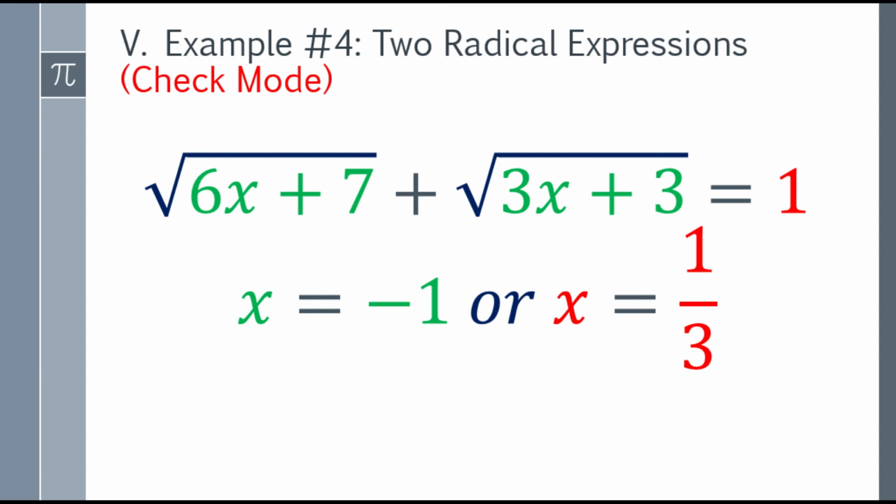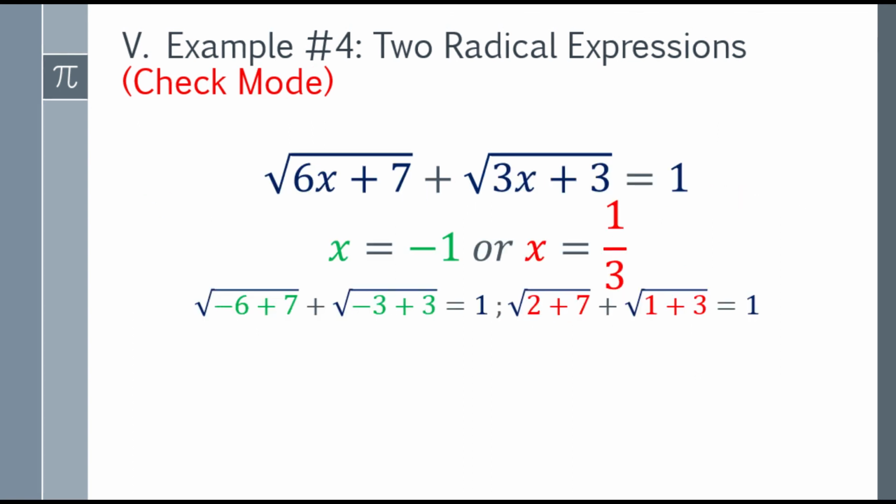Okay, let's find out. For that one, substitute na natin siya. So, let's start with x is equal to negative 1. Yung sa kaliwa. So the square root of that will be negative 6 kasi 6 times negative 1 ay negative 6 plus 7, plus mo daw siya dun sa square root ng 3x. So that will be negative 1 times 3, negative 3. So negative 3 plus 3 is equal to 1.